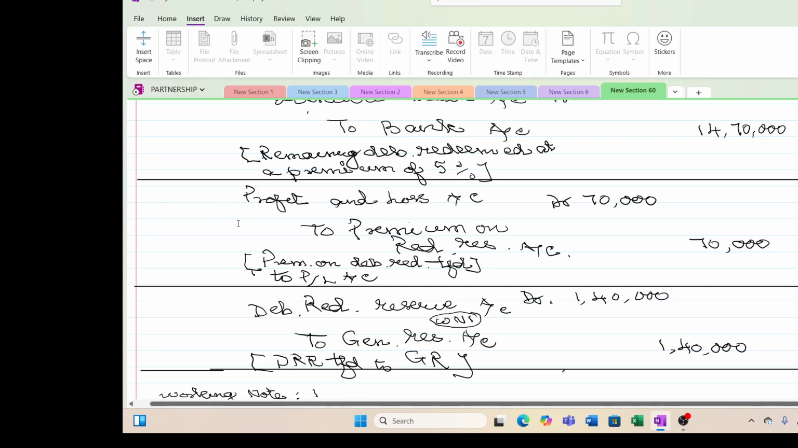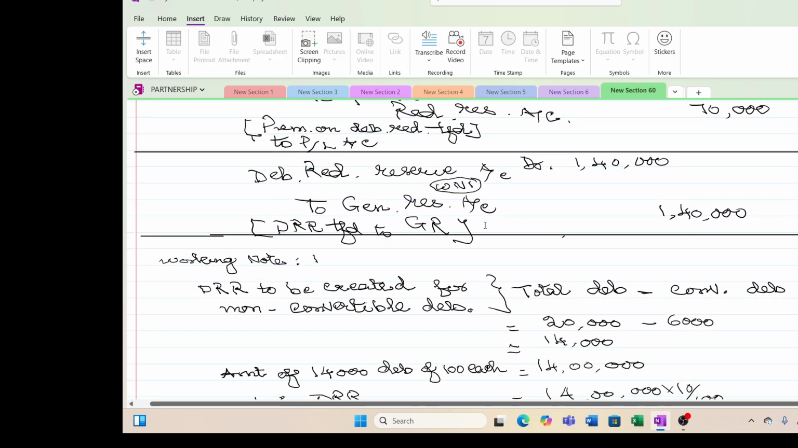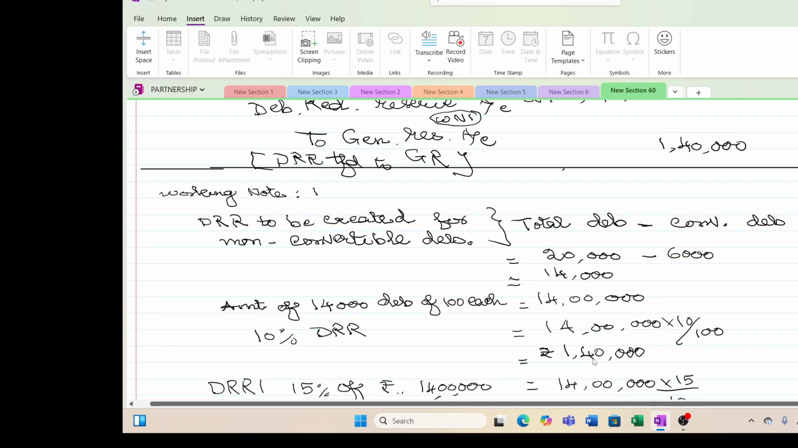Premium on redemption is a loss, so we have to write it off through the profit and loss account. Debit 70,000 to the premium on redemption account. Now the DRR has to be transferred to the general reserve account. So DRR account debit 1,40,000, which we have already calculated, 10% of 14 lakh. So that is transferred to the general reserve account. Hope it's clear to all of you.